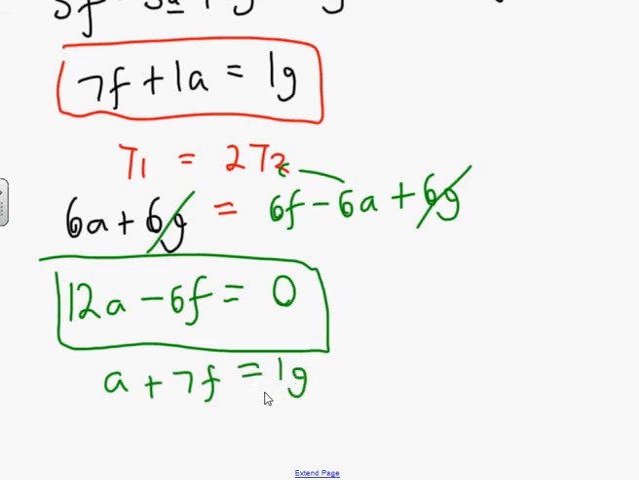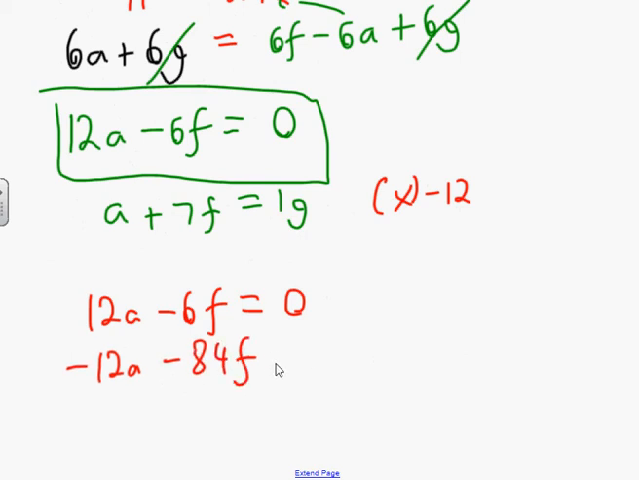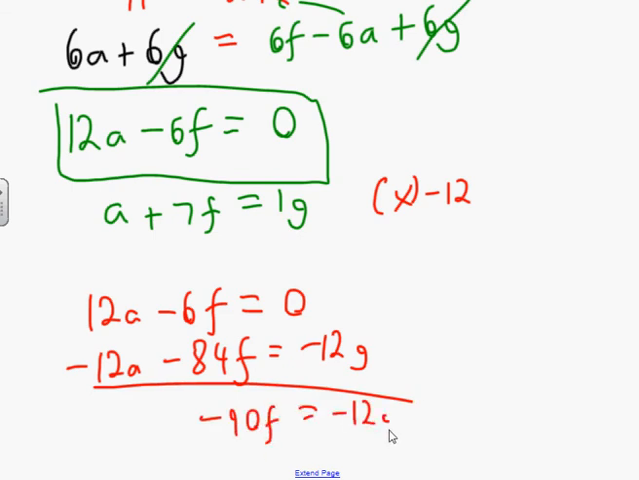And now we just got to make this work, okay? So multiply the bottom by minus 12. Multiply with minus 12. And we're going to get 12A minus 6F equals 0. I'm going to get minus 12A. What's minus 84F, is it? Minus 84F equals minus 12G. Minus 90F equals minus 12G.